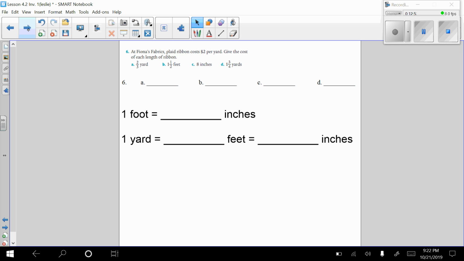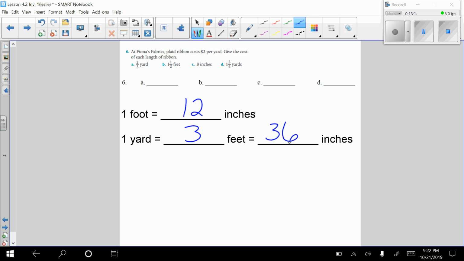Here's the next one. Again, if fabric costs $2 per yard, what is the cost for each length? Well, first of all, we've got to figure out a little math. In 1 foot, there are 12 inches. In 1 yard, there are 3 feet, which means that there are 36 inches. We're going to need that measurement to help us out a little bit.